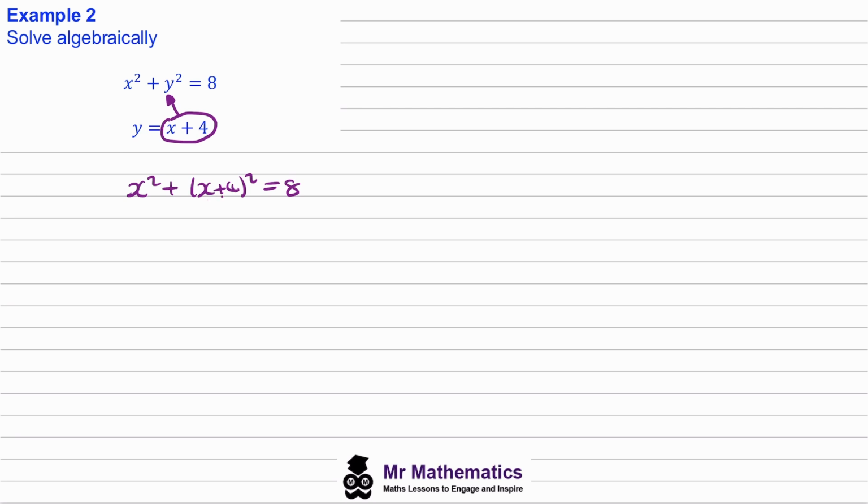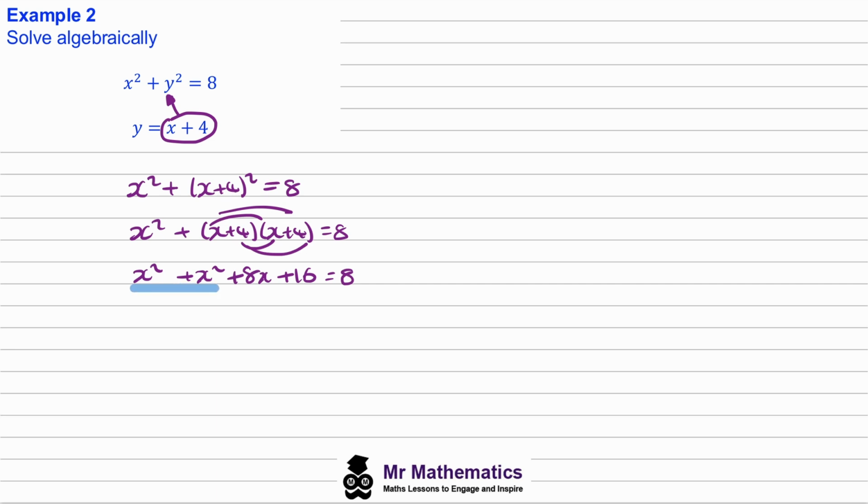And then we can expand out the x plus 4 squared. So x squared plus x plus 4 multiplied by itself. We'll have the x squared plus the 4x plus another 4x plus the 16. We can collect the x squared together, and we'll move a positive 8 over to the left-hand side, and that will become 16 take away 8. So 2x squared plus 8x plus 8, and that will equal 0.